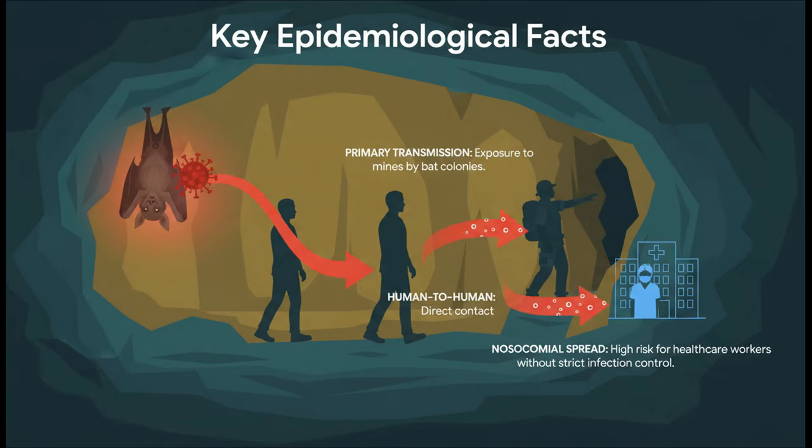Understanding the chain of transmission is absolutely vital. So where does it come from? The natural reservoir is the Rousettus aegyptiacus fruit bat. The jump to humans usually happens after someone has had prolonged exposure to bat colonies, say in a mine or a cave. After that, it spreads from person to person through direct contact with blood, secretions, or other bodily fluids. This, of course, creates a huge risk for healthcare settings.